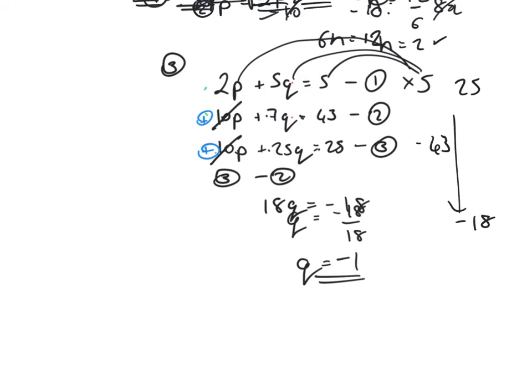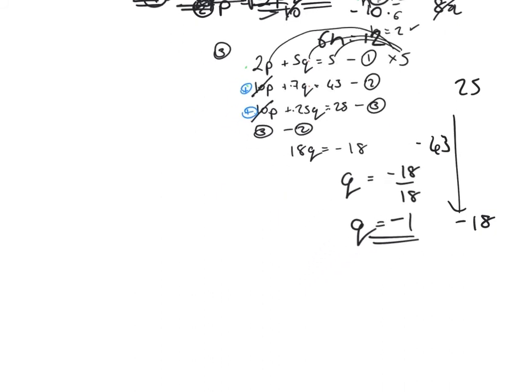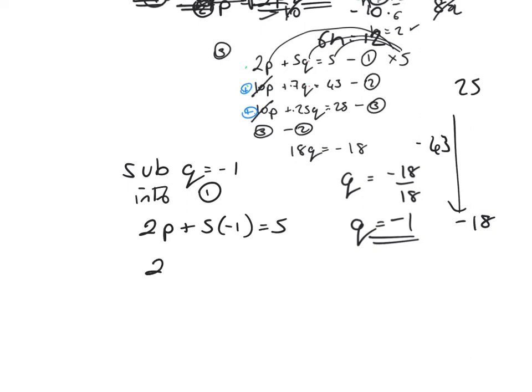I now need to find out what p is, so I'm going to sub q equals minus 1 into one of the equations. And this time I'm going to select equation 1. So in equation 1, where I see q, I can replace it with minus 1. So that's going to be 2p plus 5 lots of minus 1 equals 5. That's 2p, 5 times minus 1 is minus 5, equals 5. I'm then going to add 5 to both sides. That will give me 2p equals 10.